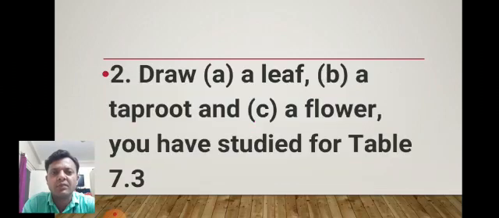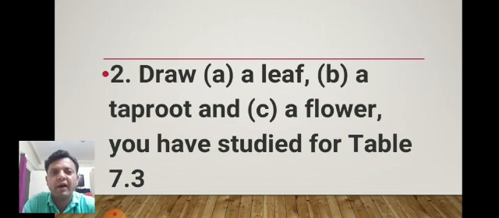Now moving on, question number 2. You need to draw some diagrams: a leaf, a taproot and a flower. I have also tried to provide you the images. You can copy them down, or take a screenshot of these images and try to draw.